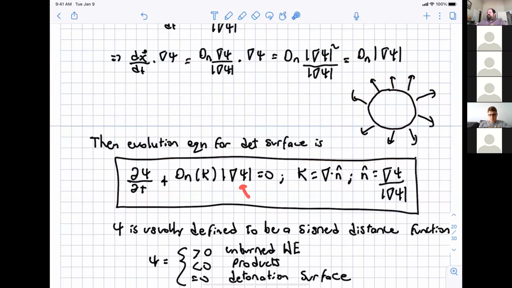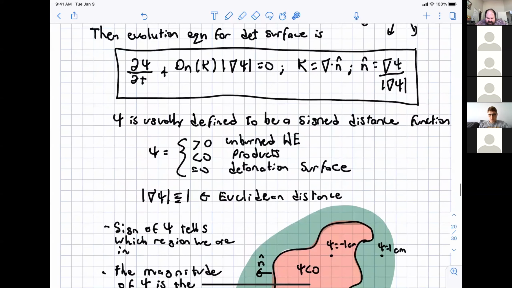And the only property of psi that we've defined is that it is 0 on the detonation surface, and that's it. And so for some other properties to give it a nice mathematical structure, one that we can actually solve, that we can go to the computer and solve fairly easily, is to define psi to be a sine distance function.